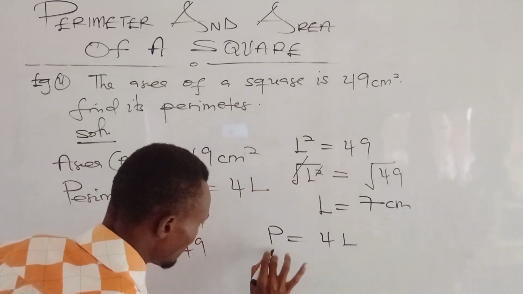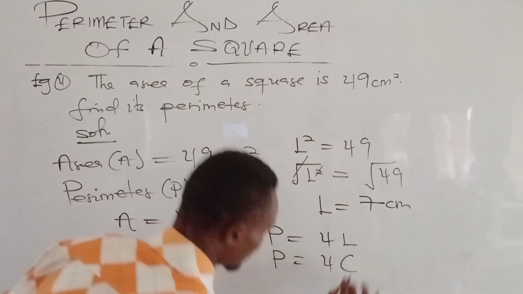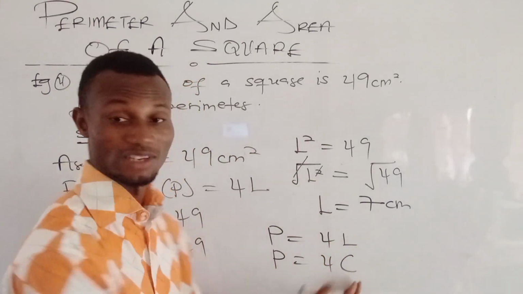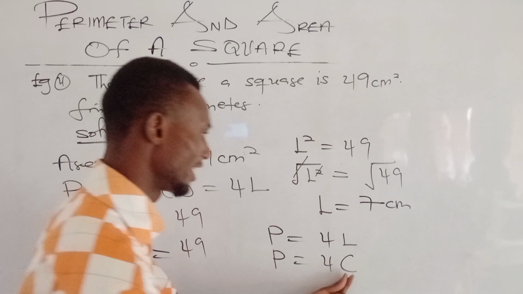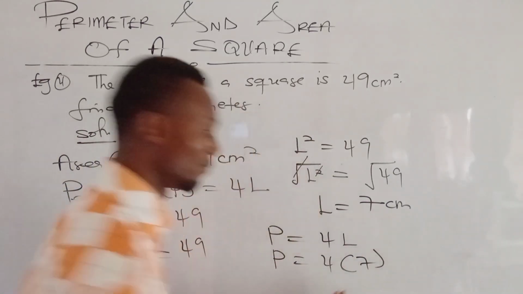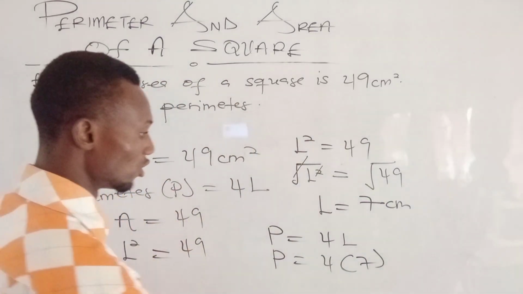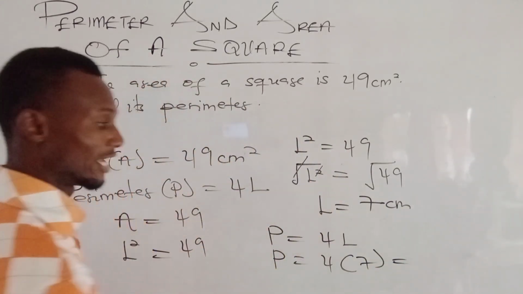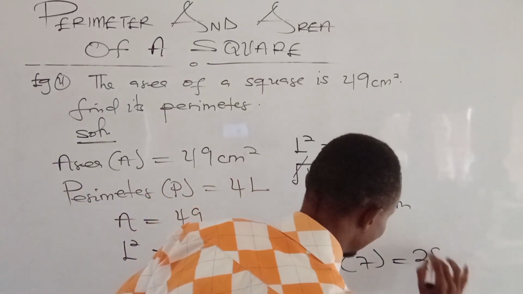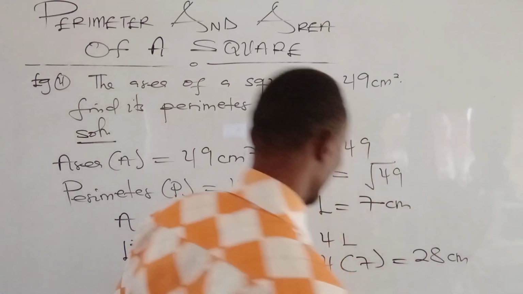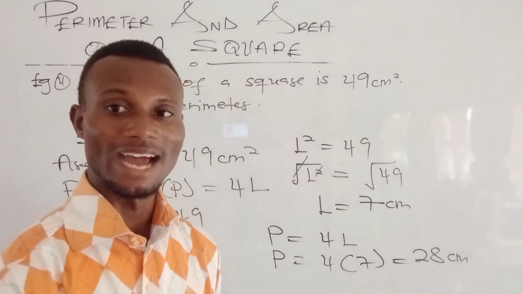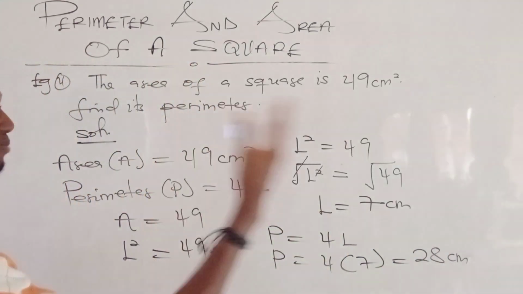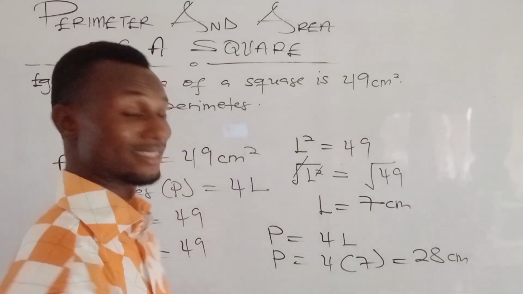So my P will be equal to 4 into bracket 7. The 4 and the L are multiplying, so the bracket means multiplication. So 4 into bracket 7. Hope you agree with me up to this point. So you will get your final answer: 4 times 7 gives 28. So 28 centimeters. This is your final answer. You can conclude and say that therefore its perimeter is 28 centimeters.